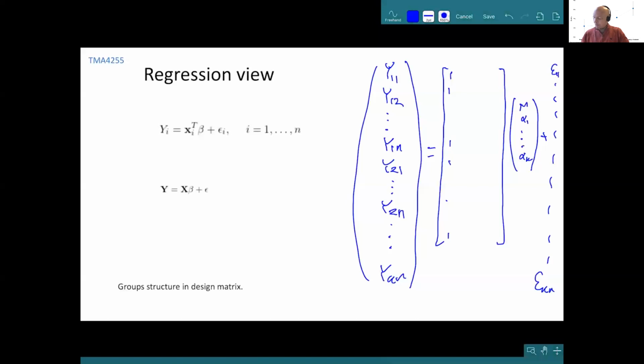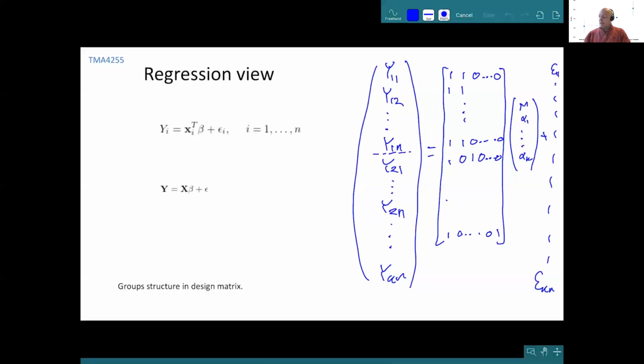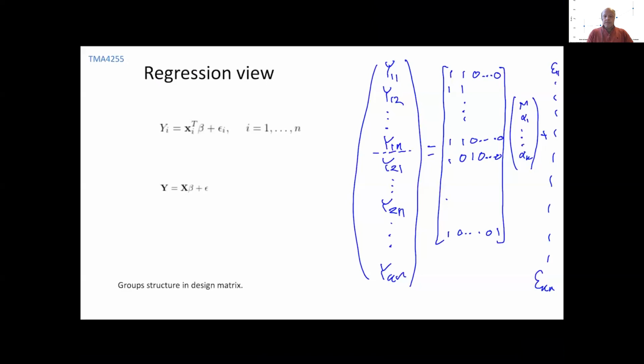So if this first part is for the first group, then we need alpha_1, but nothing else. Then we get to the second group, so then we need 0, 1, and then 0 again, and it continues like this. Here we get only the alpha_k variable. So there are many ways of looking at analysis of variance, and one way is better sometimes, another way is better sometimes. Some are easier to interpret, some are easier to calculate, and so on.